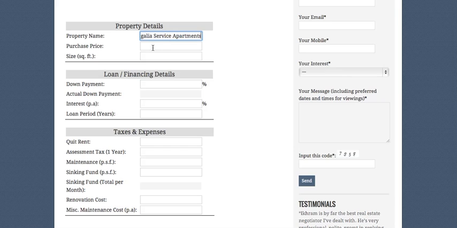And I'm looking at a one bedroom unit which is 530,000 ringgit. The size of this unit is 560 square feet. Let's assume I'm going to put a 30% down payment on this property and my interest rate with the bank is 4.5%. I'm taking a 30-year loan.